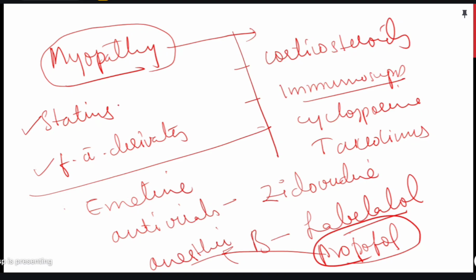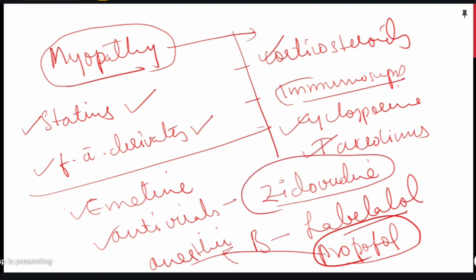So all these drugs, statins, fibric acid derivatives, corticosteroids, and in immunosuppressants cyclosporin, tacrolimus, amiodarone, antivirals में zidovudine, you have to remember, and in anesthetics propofol, and in beta blockers labetalol. And one more important drug, actually in antibiotics we have fluoroquinolones. In fluoroquinolones we have ciprofloxacin, levofloxacin, ofloxacin. Those drugs actually cause tendinitis, but when fluoroquinolones are given along with statins, or along with corticosteroids or immunosuppressants, they will aggravate myopathy.